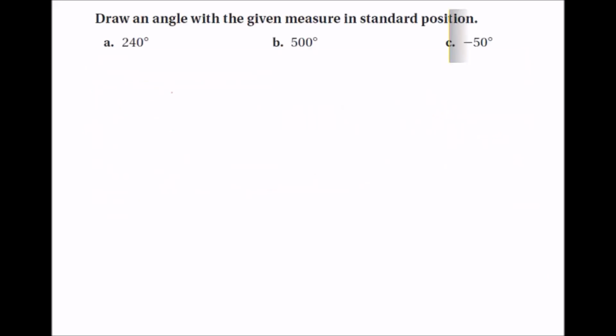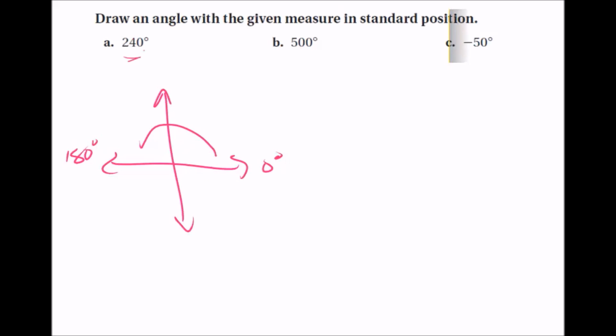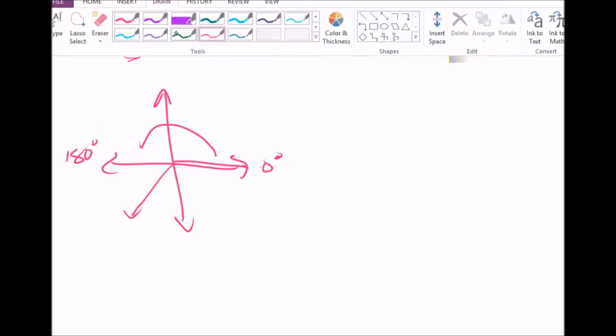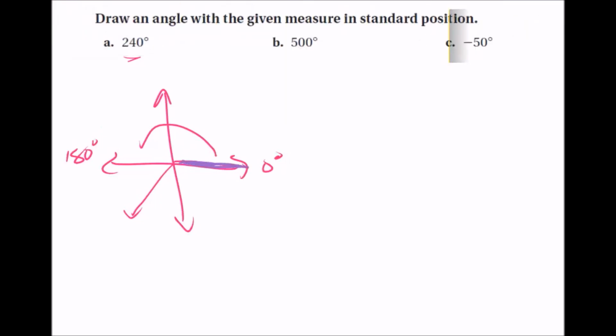It says, draw an angle with the given measure in standard position, so 240 degrees. It's asking you, what does the angle look like? So you know it starts at 0 degrees. It's going to go over to 180, and then it's 60 more than 180, so it's going to be somewhere down here. So this angle looks something like this. It starts here, that's the initial side, and this is the terminal side. The angle is something like that.